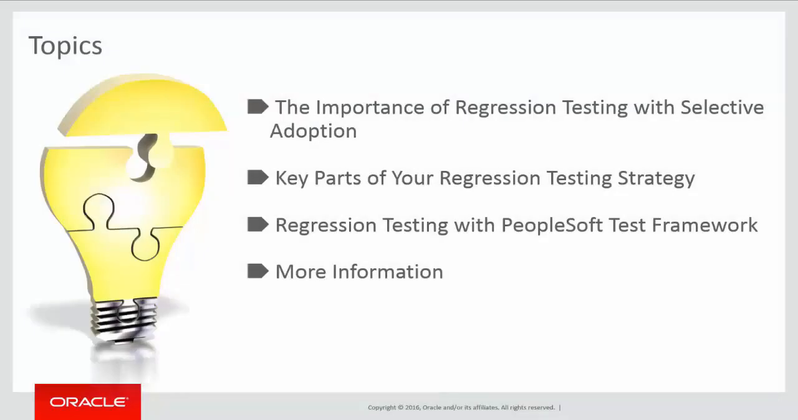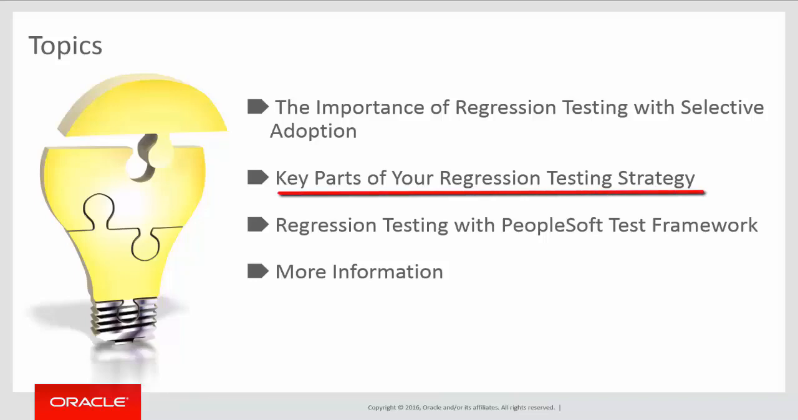This Spotlight series is going to be about developing a strategic plan for automated regression testing. The first section I'll cover is how the need for regression testing has changed under the new lifecycle process called Selective Adoption. I'll spend some time reviewing the important concepts of Selective Adoption and show you how it changes the need for automated testing.